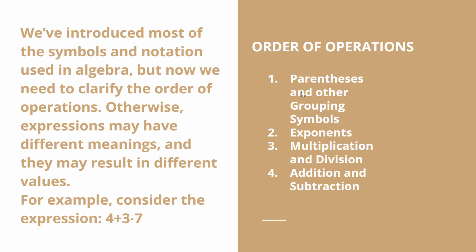So we get the order of operations. We do the parentheses and other grouping symbols like brackets first, then exponents, and then multiplication and division. And the last one we do is addition and subtraction. So 4 plus 3 times 7 equal to 25 is correct, because we do the multiplication first and then do the addition.